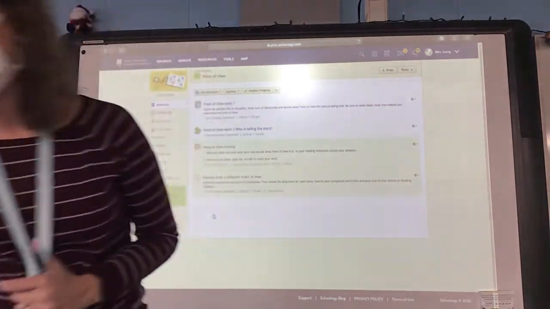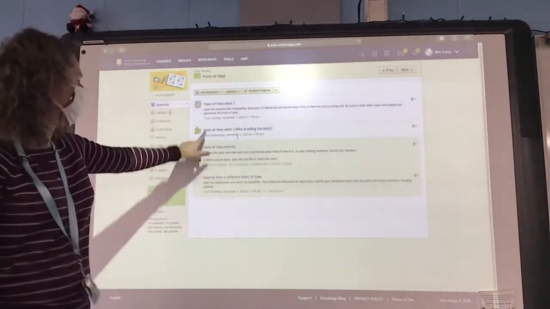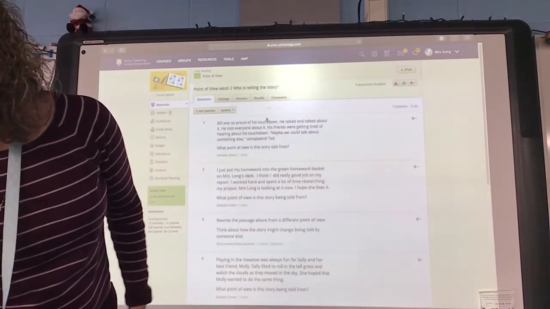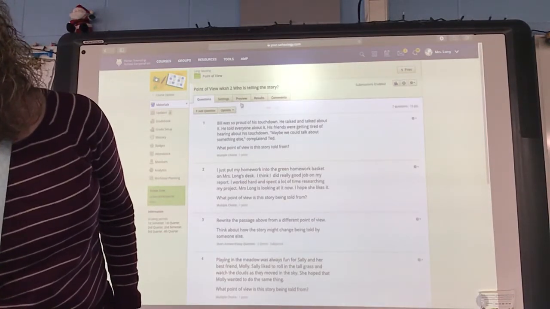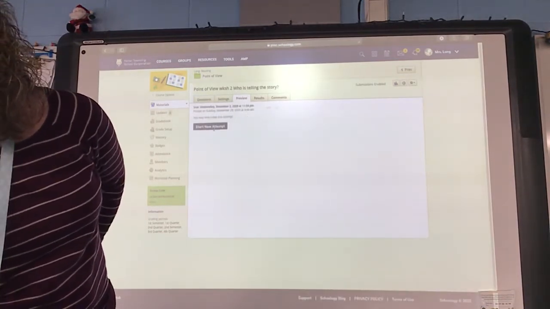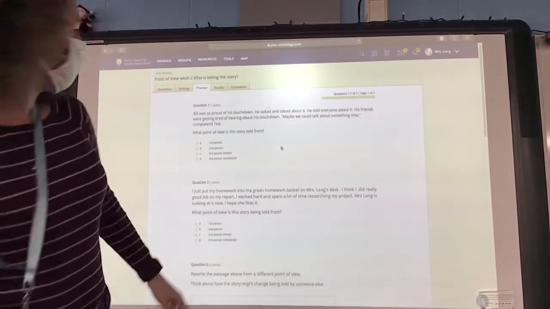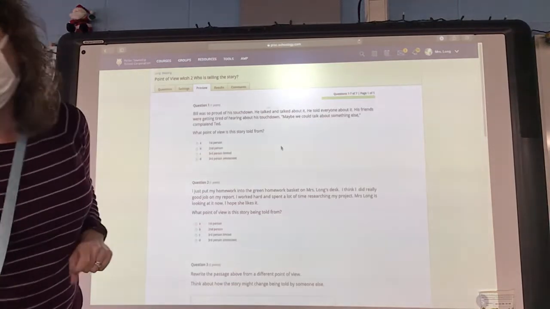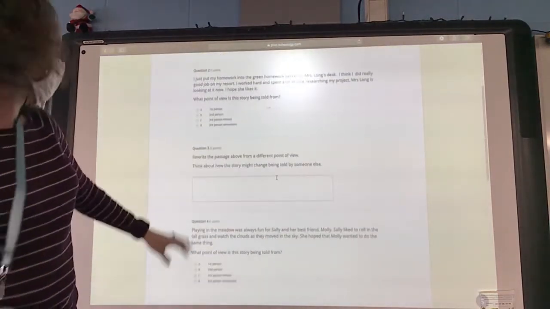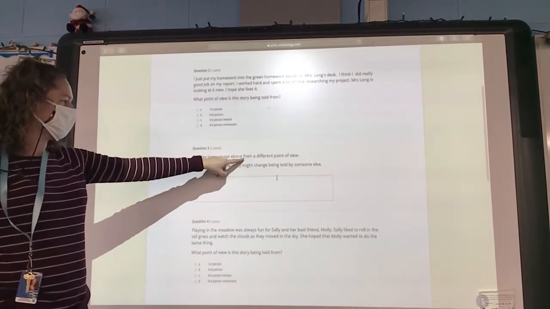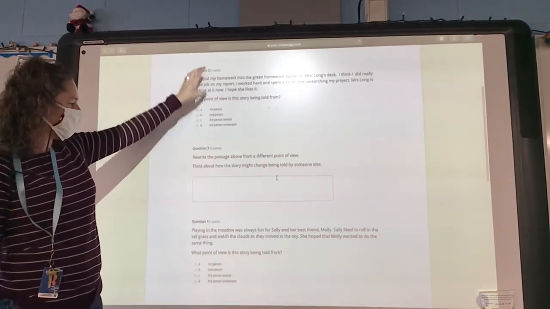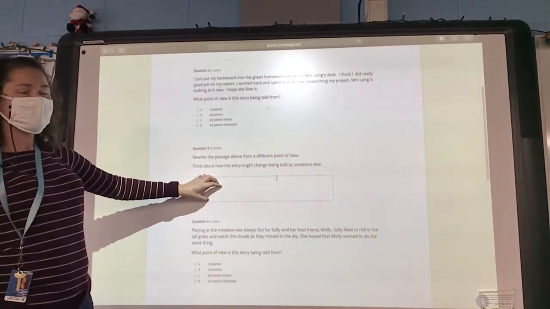All right, let me get them going here. You have today point of view worksheet 2. Who is telling the story? This one is set up a little different. I'm going to hit the preview because I want to look at something with you quick. So you have the basic: read the little story and tell me what point of view it is. And then it says rewrite the passage above from a different point of view.